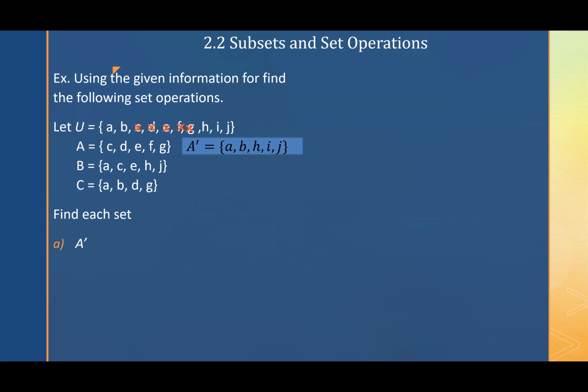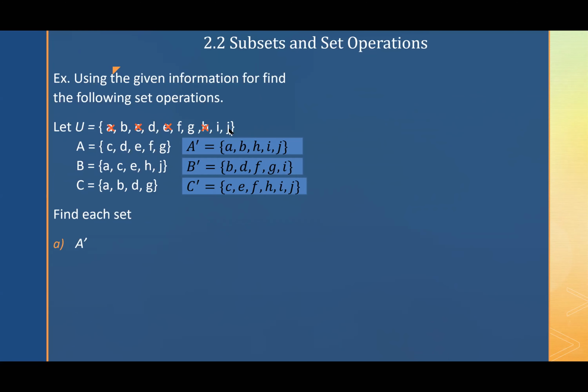Whatever the prime is, you are always looking for the items outside of A but in the universal set. Similarly, we can find this. For me, I like to find it like this so that I can go back and use it as a reference later. For A prime, I cross this out, and the leftover is A, B, H, I, J. For B, what is in B? Do you agree B contains A, C, E, H, and J? So what is left over is B, D, F, G, I. So the complement of B is whatever is left over from the universal set.